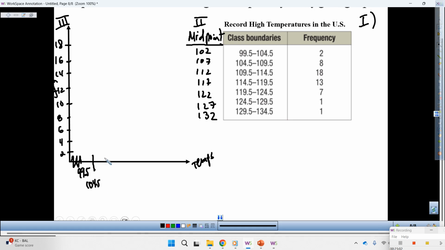104.5, 109.5, 114.5, 119.5, 124.5, 129.5, 134.5. All right. It's going to go pretty fast, so stay focused.